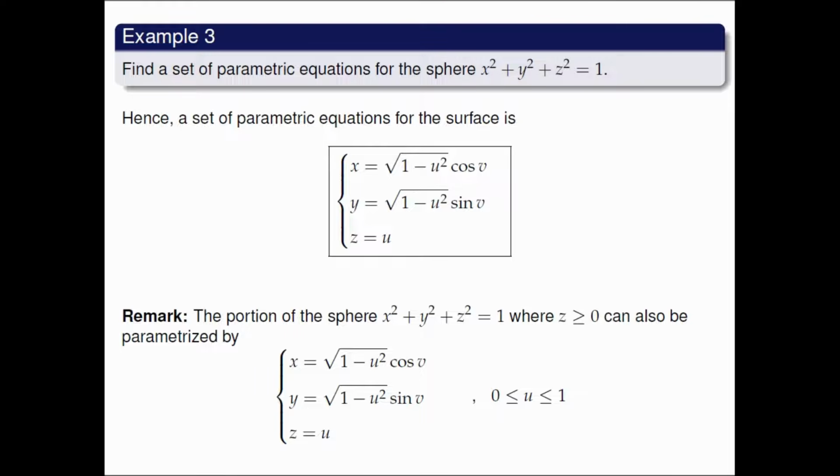U is greater than or equal to 0 since z equals u and z is greater than or equal to 0 in this part. And u is less than or equal to 1 so that 1 minus u squared is greater than or equal to 0.